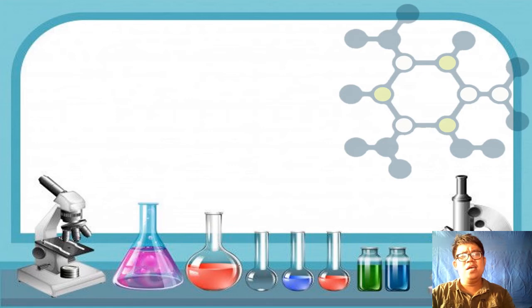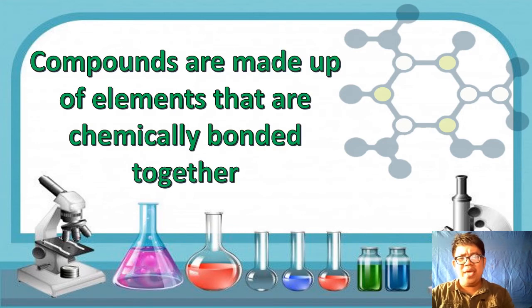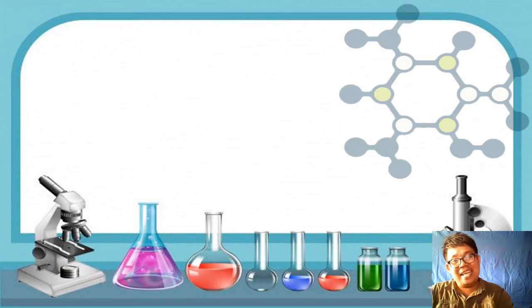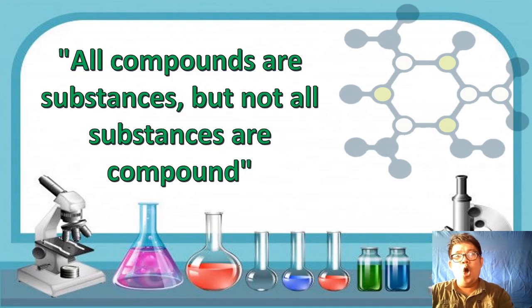Remember that a compound is made up of elements that are chemically bonded together. That is the reason why we can break a compound into simpler substances, because it is a combination of elements. At tatandaan natin, all compounds are substance, but not all substance are compound.